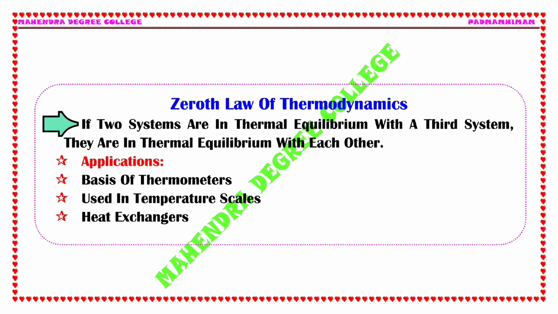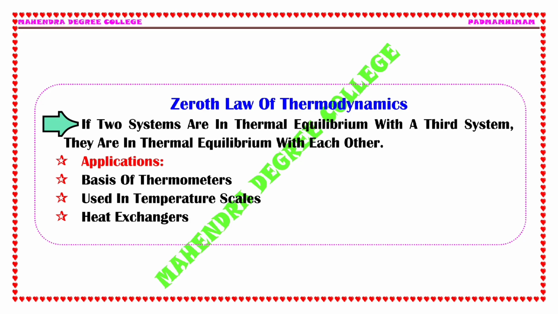If two systems are in thermal equilibrium with a third system, they are in thermal equilibrium with each other. Explanation point by point.